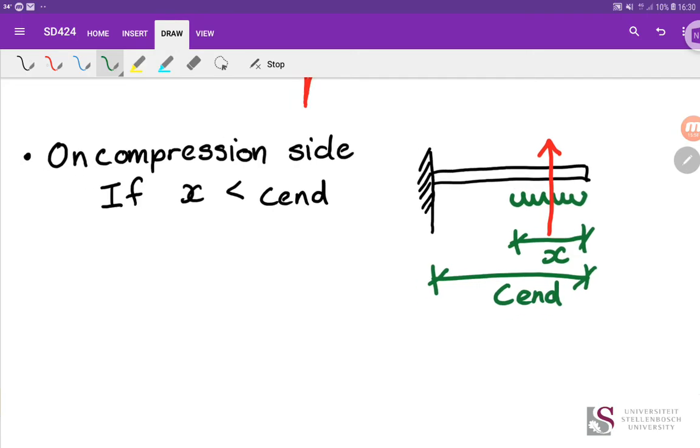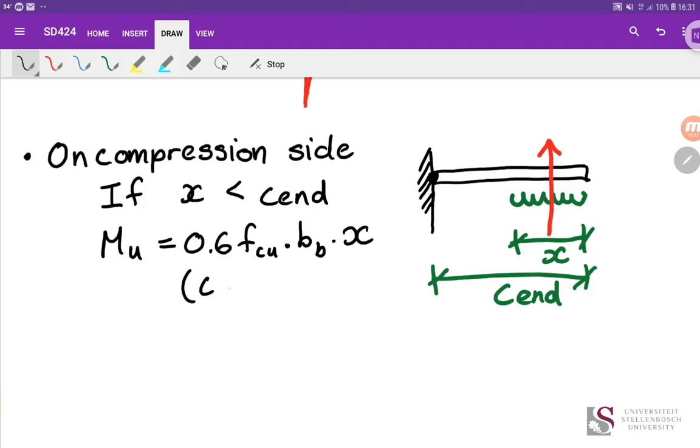And so our equation to deal with that, the moment at the face, so the moment there, is a function of the stress times the width times x. That now gives us the force, this red line, times the distance, c end minus x over 2.